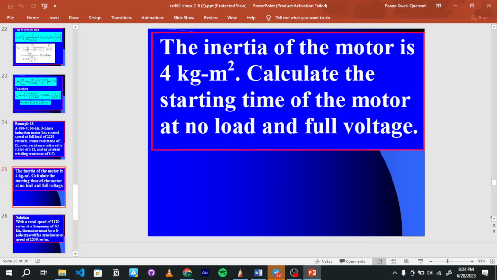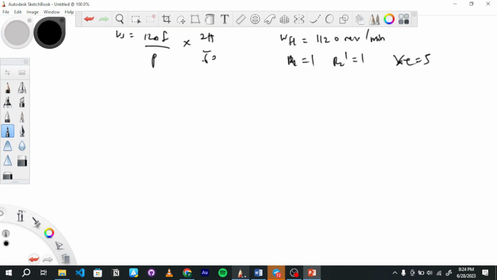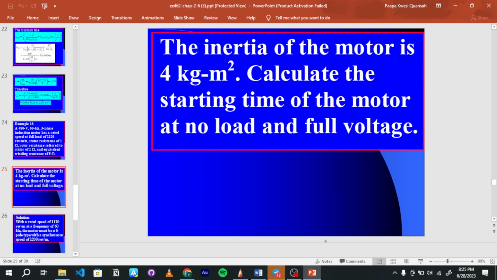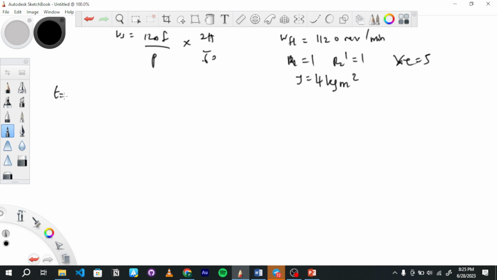The inertia of the motor is 4 kilogram meter squared. J is 4 kilogram meter squared. Calculate the starting time of the motor at no load and full voltage. At no load and full voltage, you're just finding the time. So you quote the time formula, tau over 2k, s1 over s2, and all those things that we need, right?